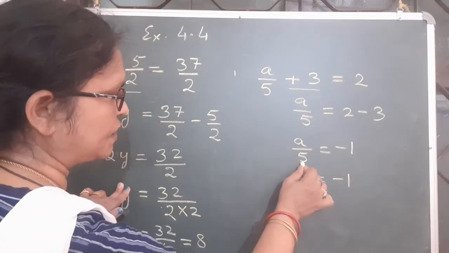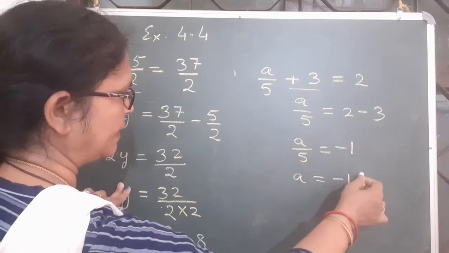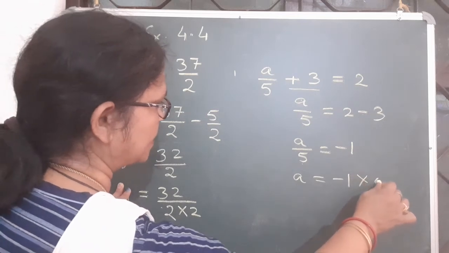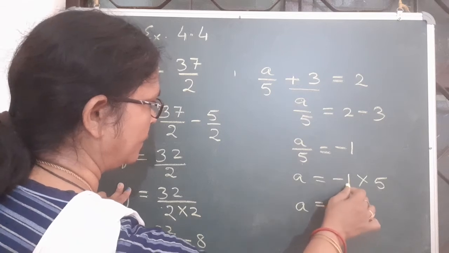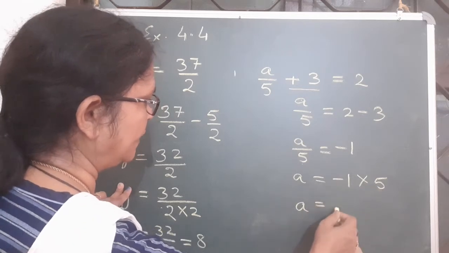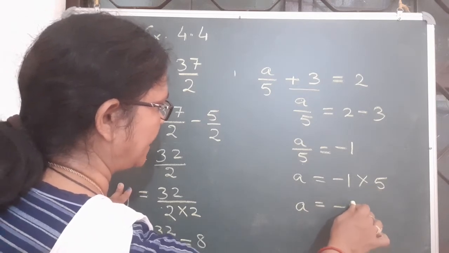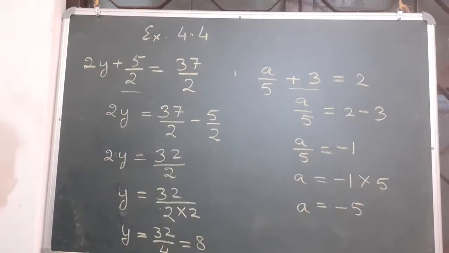So a upon 5 is equal to minus 1. Here it is in division place, so on right hand side it will come to multiplication. So a is equal to 5 ones are 5 and sign negative, minus 5. So this will be your answer.